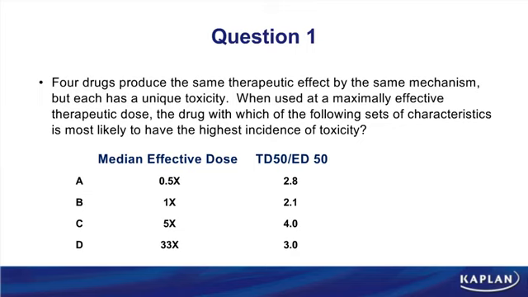By that rule, that would be choice B. 2.1 is the lowest number. That would be the most dangerous drug. That would be the one with the highest incidence of toxicity.